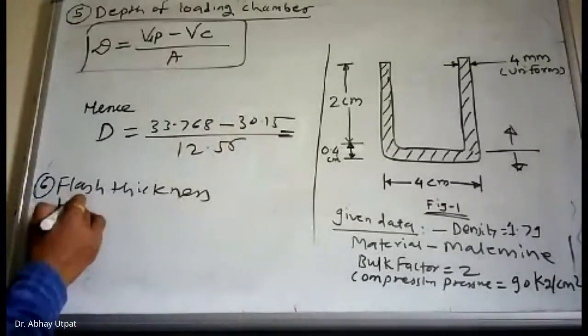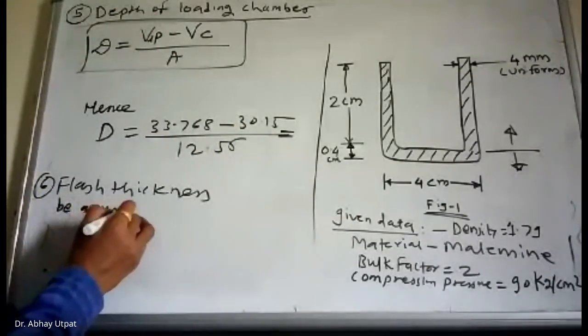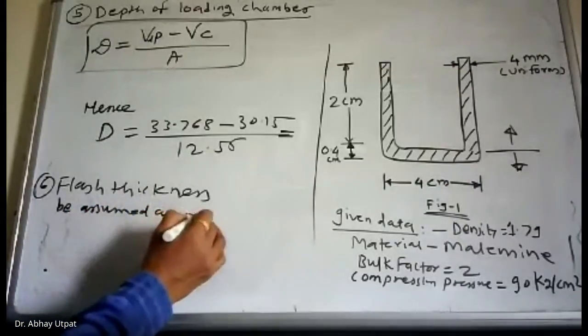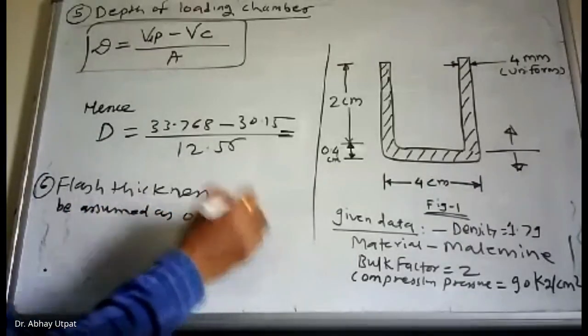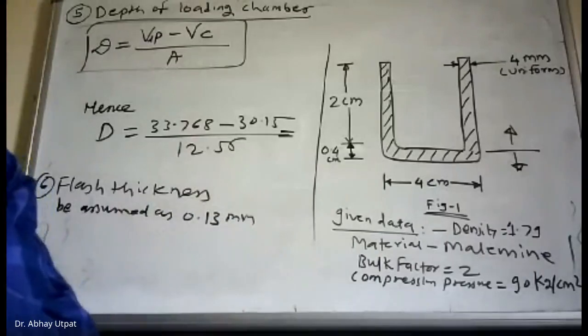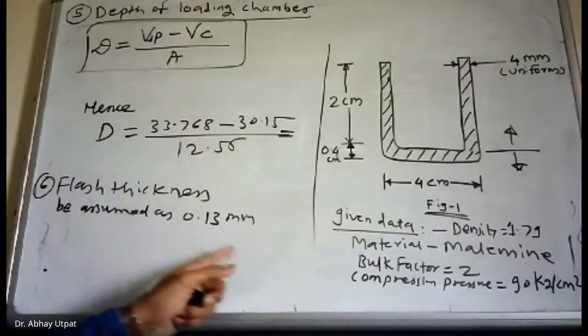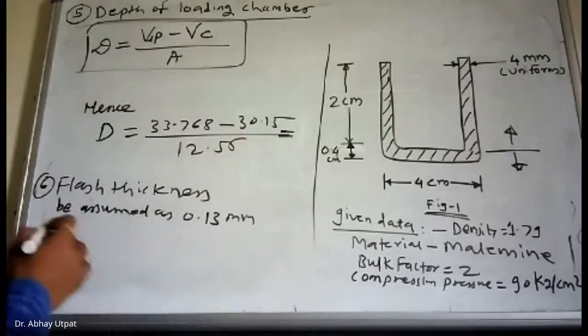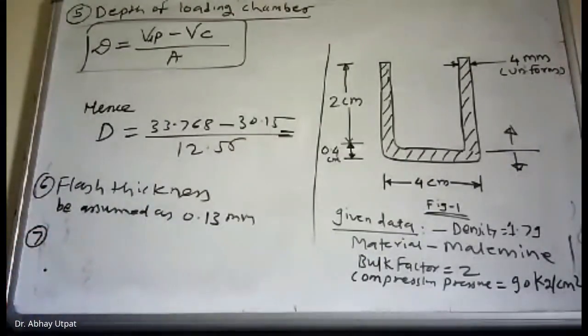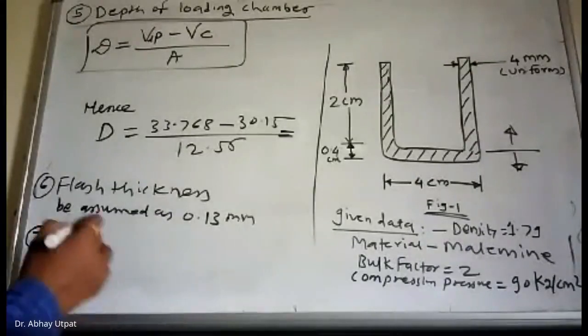Flash thickness can be assumed as 0.13 millimeter. Flash thickness can be assumed as 0.13 millimeter. Then 7, clamping force.